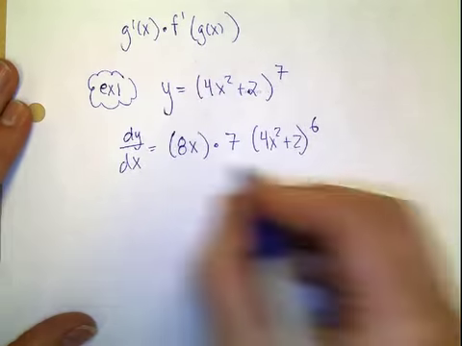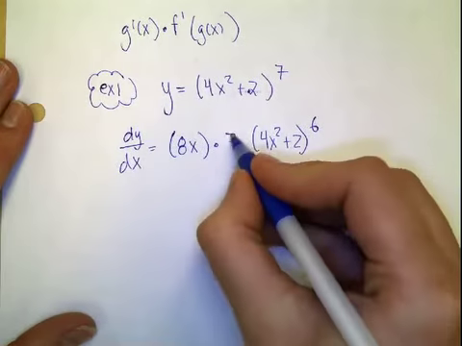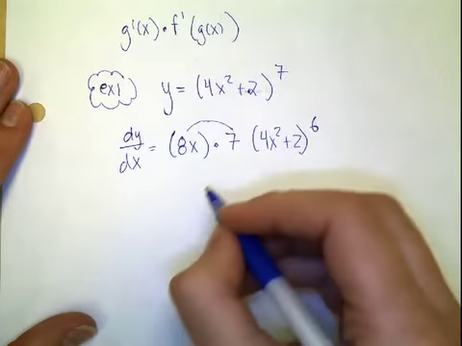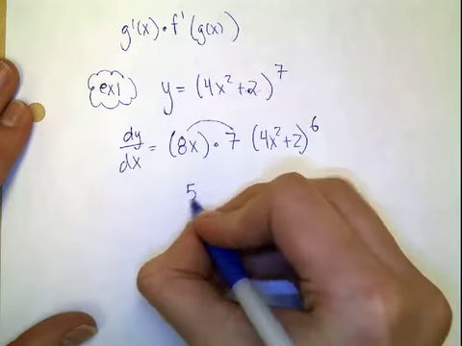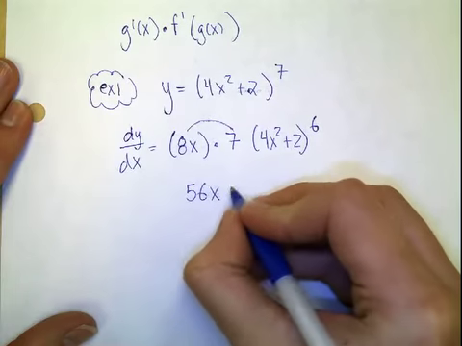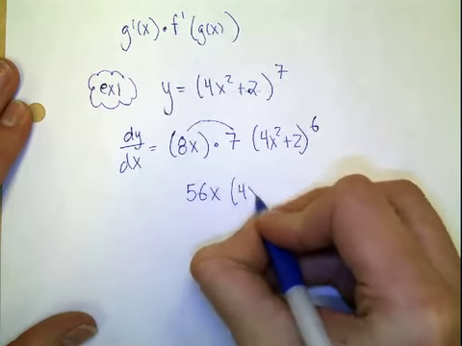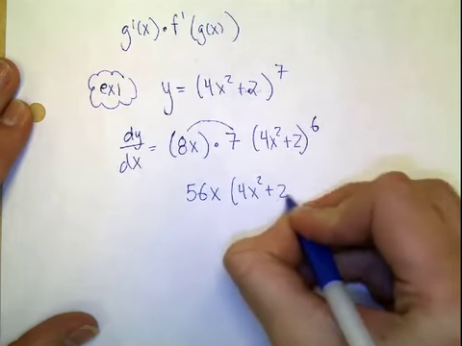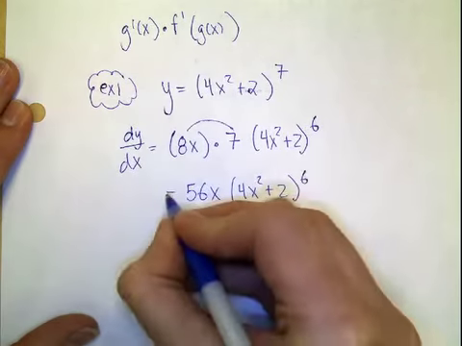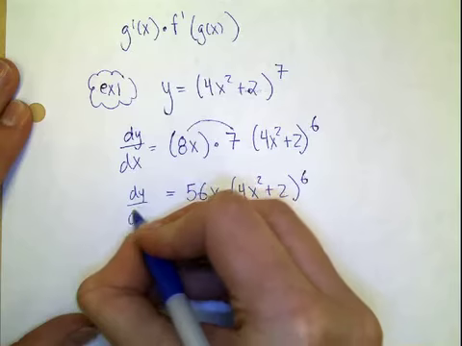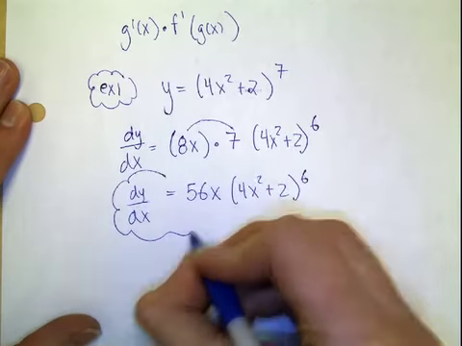And then this is pretty good for an answer. I'm going to make it simpler by doing 7 times 8. And 7 times 8 is 56. So I'm going to have 56x times 4x squared plus 2 all to the 6th power. And that equals dy dx, my derivative. And I'm going to call that my answer.